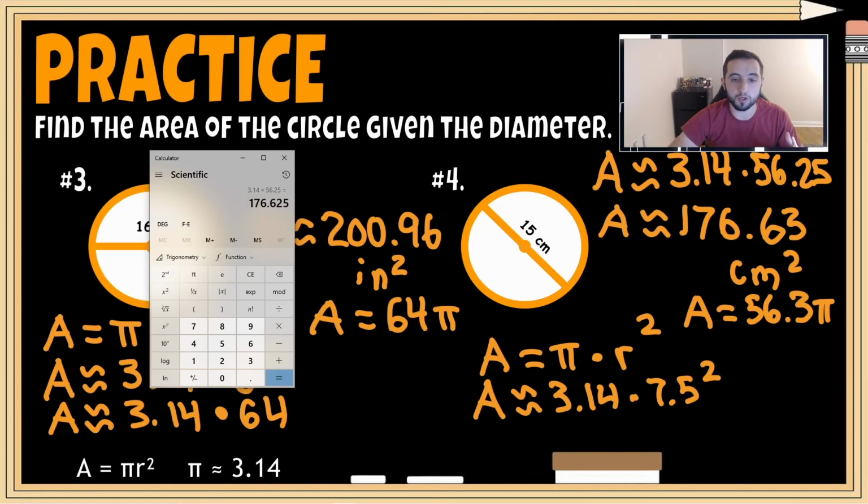And hopefully after watching this video, you can find the area of a circle given the diameter with no problems at all.